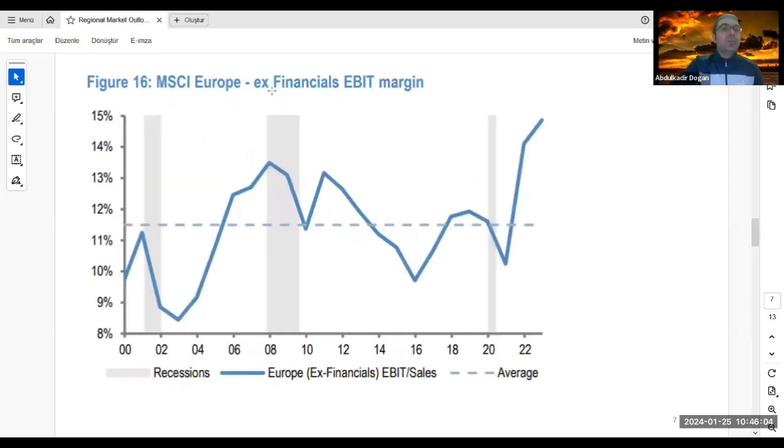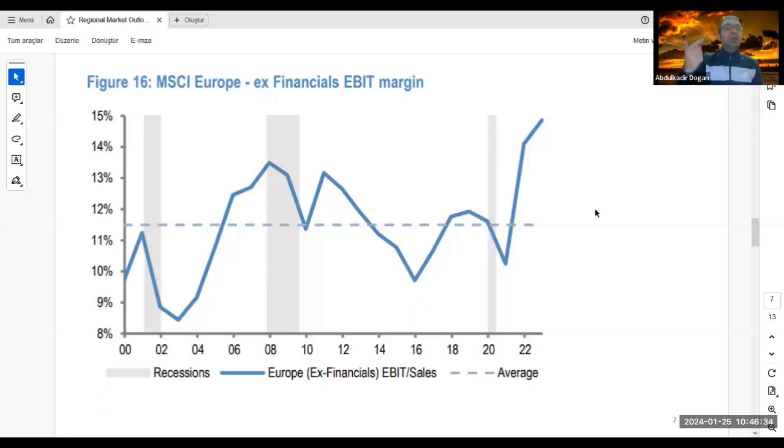MSCI Europe excluding financials EBIT margin. EBIT means earnings before interest and taxes, meaning that, let's say, I'm a factory, I have sales, turnover, then minus my cost. This is my gross profit, right? I'm selling something and I'm calculating my cost and deducting it. Then I'm reaching a gross profit.